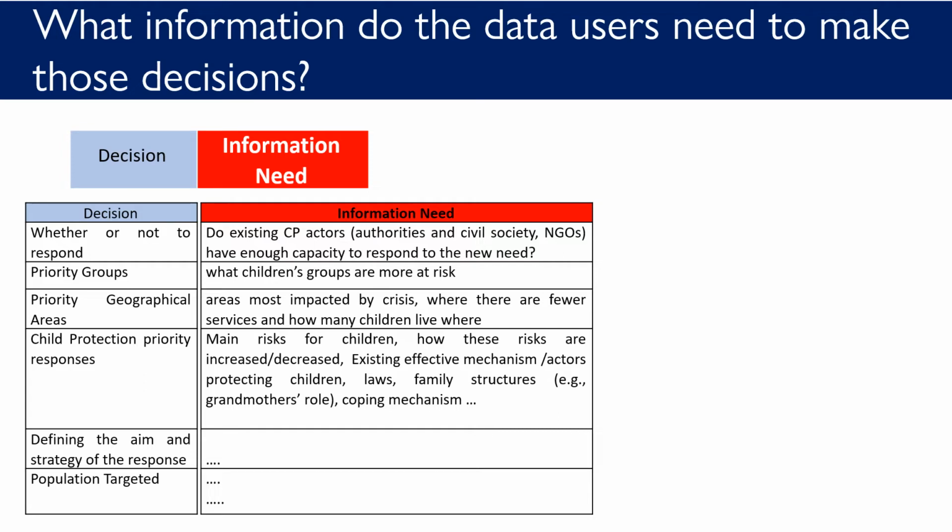What information do I need in order to decide what response modalities to use in my activities? For example, we need to know the main risks for children, how these risks are increased or decreased, existing effective mechanisms or actors that protect children, laws, family structure, for example, the role of the grandmother, the role of the parents, coping mechanisms, etc.